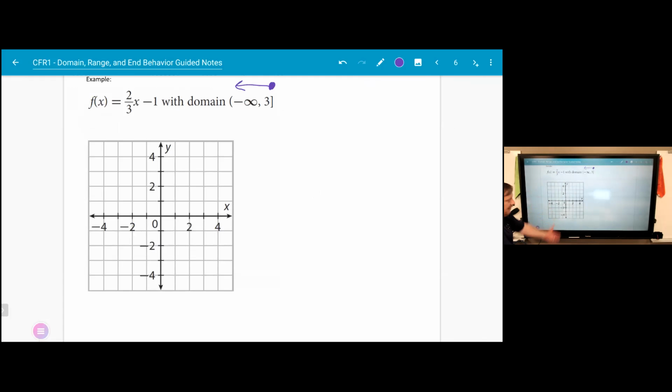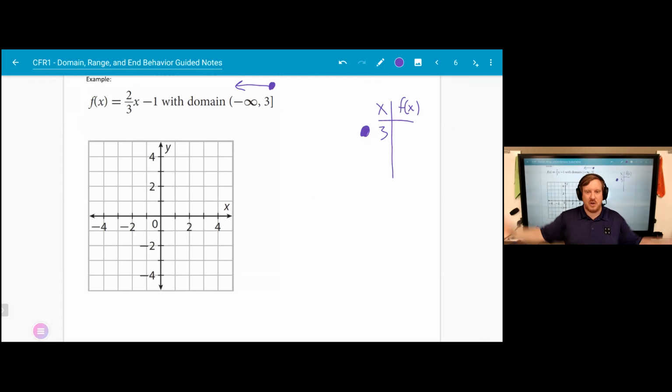Okay. Same thing we did with the other ones. This is an interval notation. I've got an x and an f of x. I have one value, which is 3. This is going to be a closed circle. And that's the hint I'm going to give you right now. Edpuzzle, go.